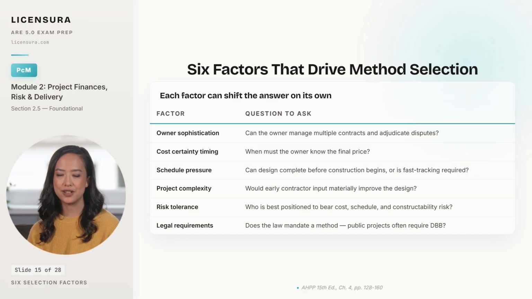Project complexity drives the value of early contractor input. A complex hospital benefits enormously from a contractor sitting at the table during design. A simple warehouse does not. Risk tolerance asks, who is best positioned to absorb cost, schedule, and constructability risk? And the method should match the answer. And legal requirements can override every other factor. Public projects in many jurisdictions are required by law to use design, bid, build with competitive bidding, regardless of what would be optimal. Let me close with the framing you need to carry into the exam about method selection.